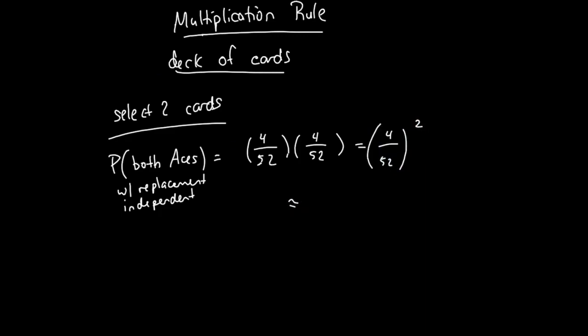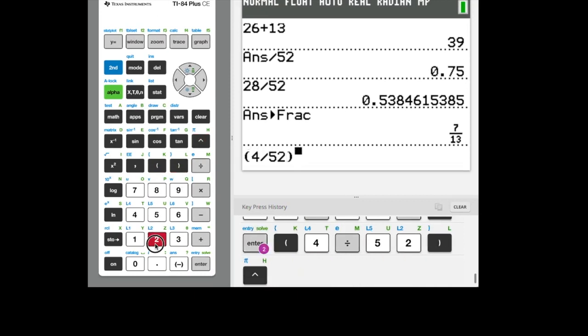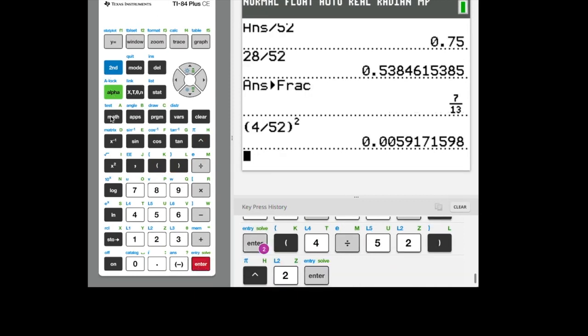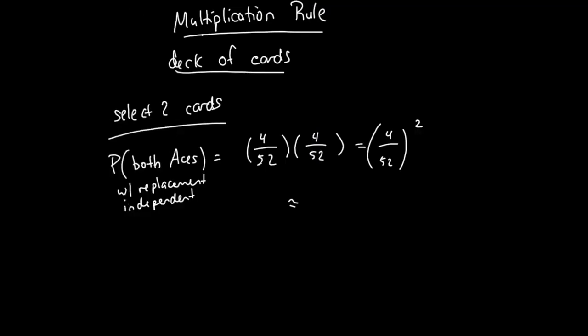So when I enter that into my calculator, parentheses, 4 divided by 52, close parentheses, and then raise it to the second power, and then I'll convert that into a fraction if I need to simplify it. Simplified, in exact fraction form, it's 1 out of 169, or approximately 0.006, or 0.6%.